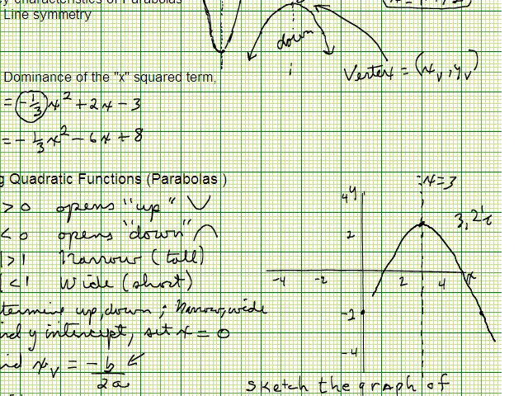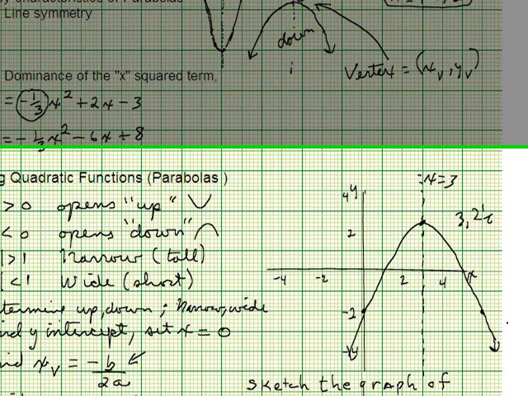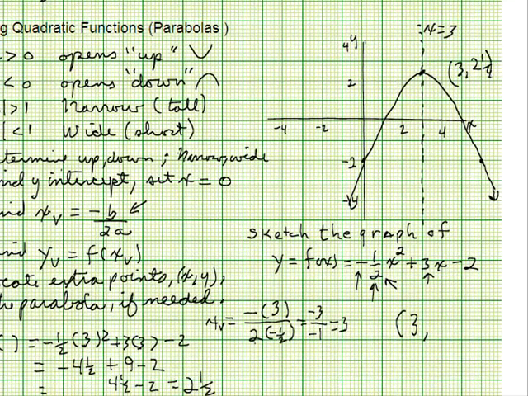Make sure it turns smoothly. Make sure it continues to go up and out. And there's my sketch of my parabola. My vertex is (3, 2.5). The highest point I reach on the graph is 2.5.